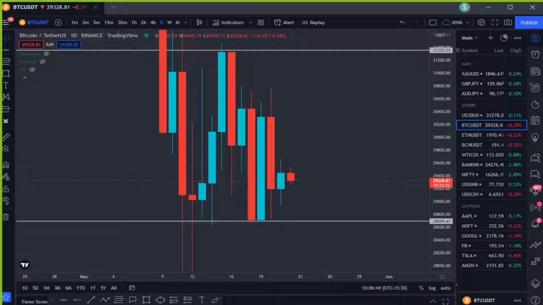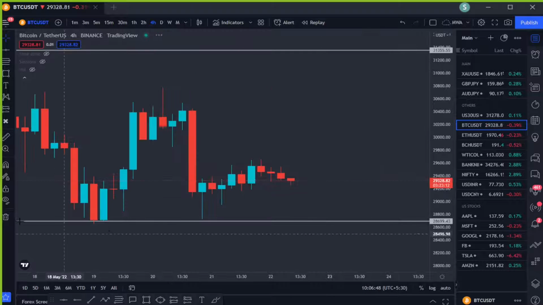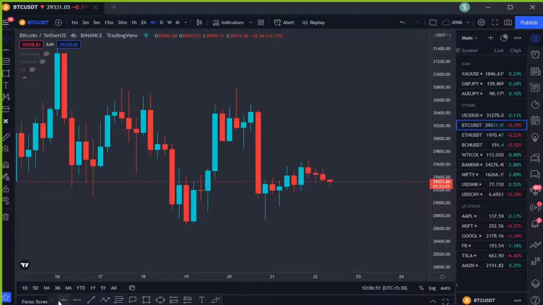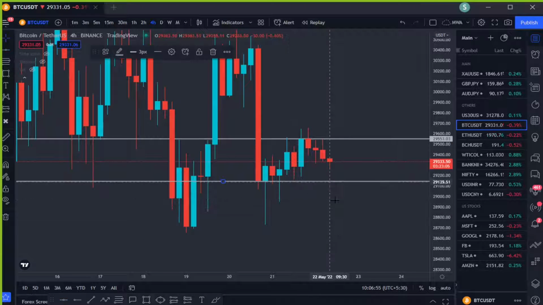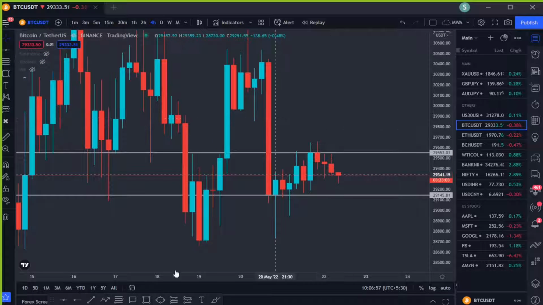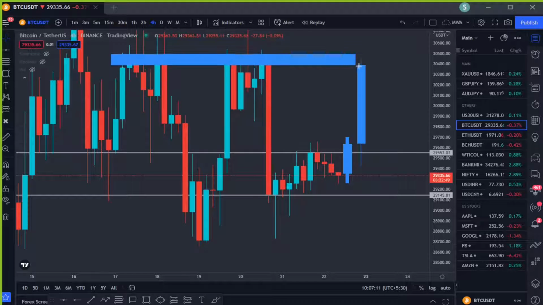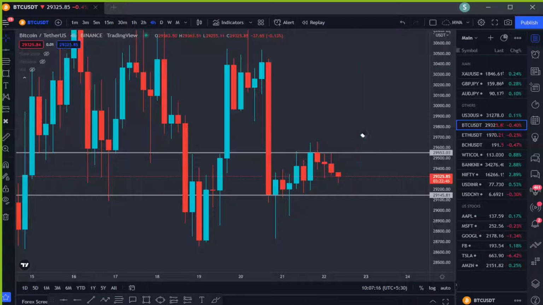So let's see what happens on the 4-hour time frame. As you can see, there has been a resistance up there, and there has been a support right here. So we are just going to wait for the price to break out of this range. If we get a break and close above this range, we can wait for the price to continue higher to the next resistance level, which is right up there, in the direction of the daily time frame. So this is what we can expect.